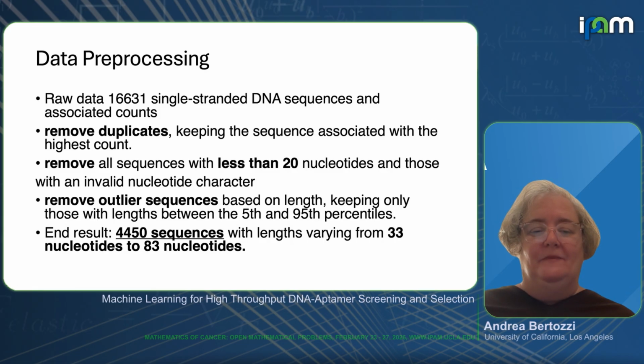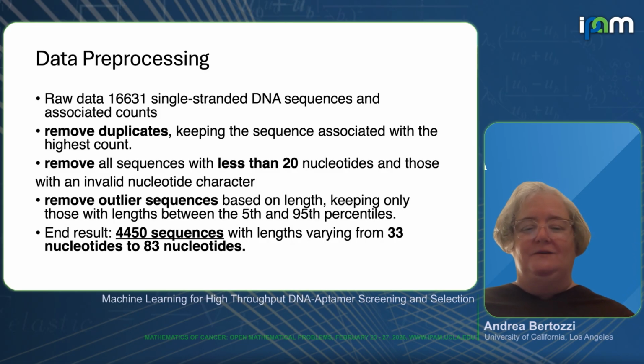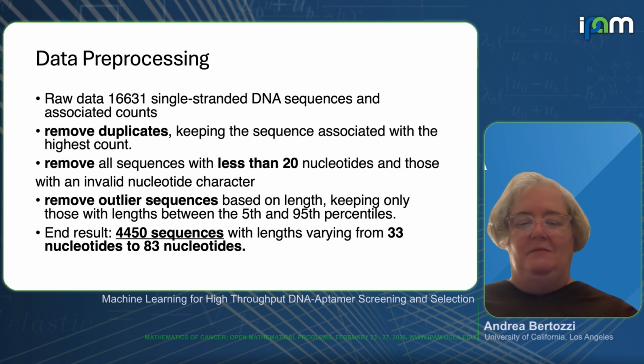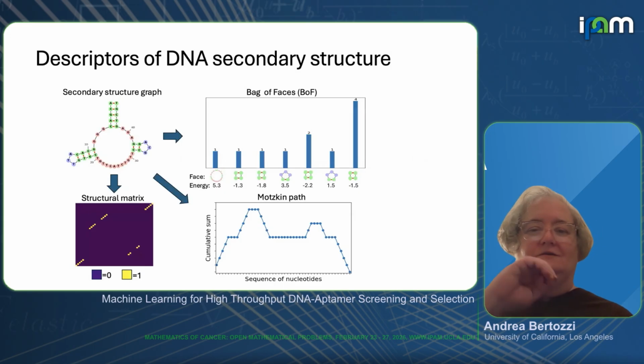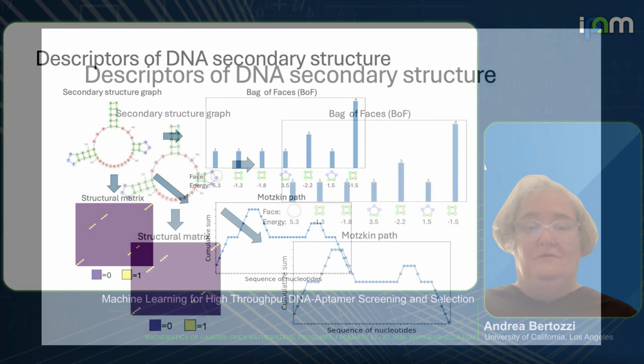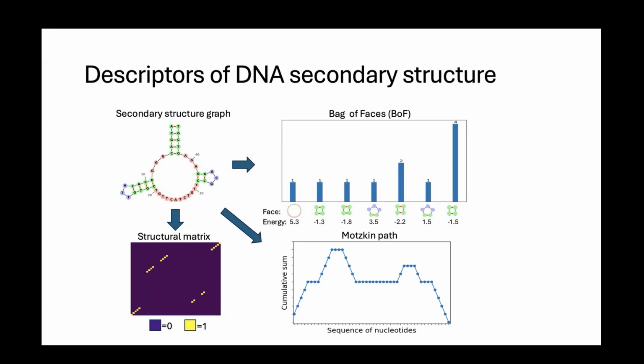At this point, if we didn't have the machine learning component, one would just pick maybe the highest count sequence and test that in the lab. We want to show that there's a lot more that you can do with this. So what are we going to do? We're going to start looking at these sequences and take apart the secondary structure, and look at the secondary structure as information that we can use to cluster, classify, however you want to think about it, these different DNA sequences.